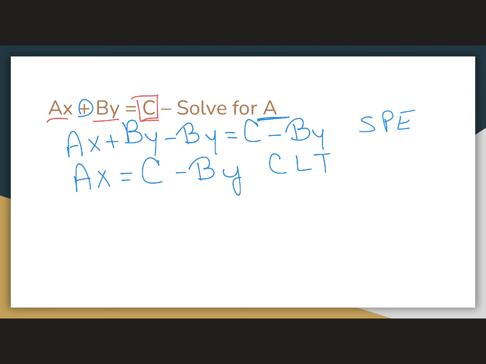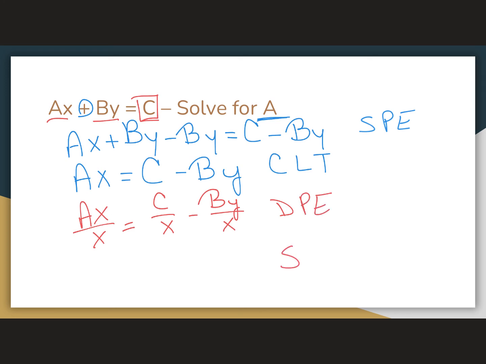A and X are multiplying with each other. Well, the opposite of multiplication is division. So I'm just going to divide each part by X. So I have AX divided by X equals, remember, each part has to be divided, C divided by X minus BY divided by X. That's my division property of equality.